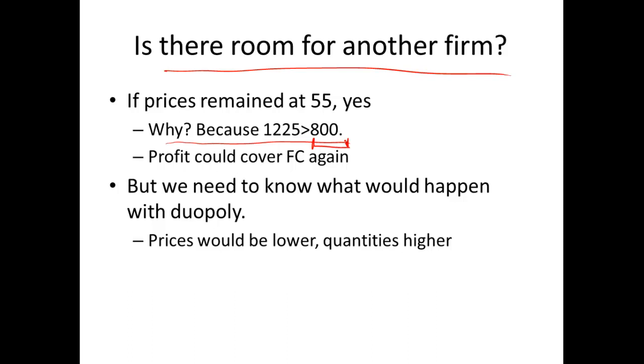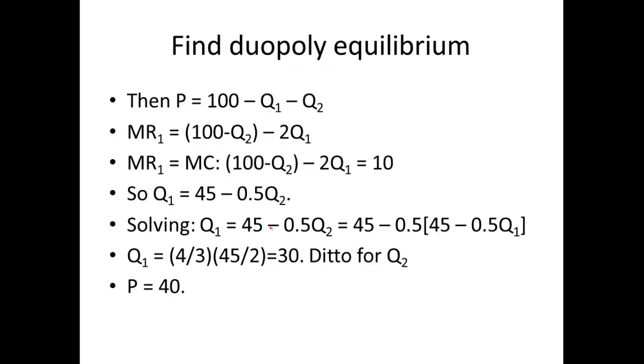So that's a bit of a hint about the answer, although it's not really the answer, because to really answer whether two firms can fit, we need to know what would happen with duopoly. What would be the price and quantity, and would each of the two duopolists be able to cover their costs and have positive profits? So this was just kind of a reality check. Let's think it through intuitively, but now we'd actually like to solve the problem. So to do that, we need to find the duopoly equilibrium.